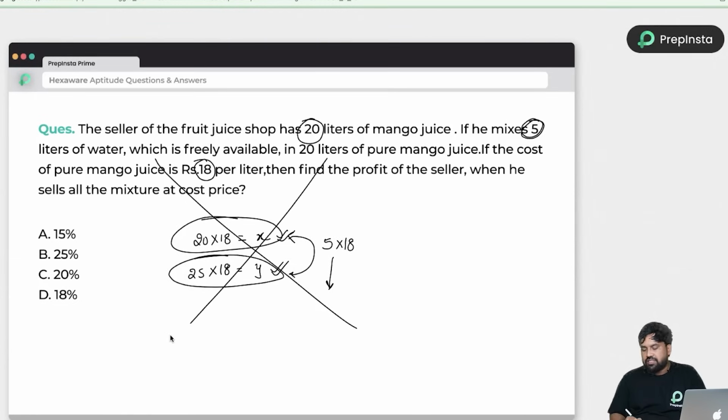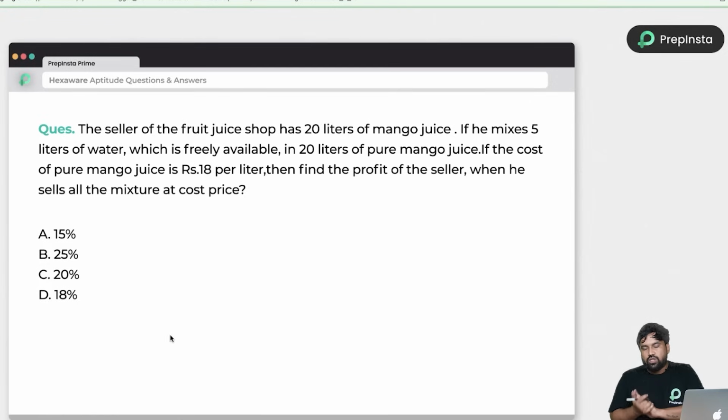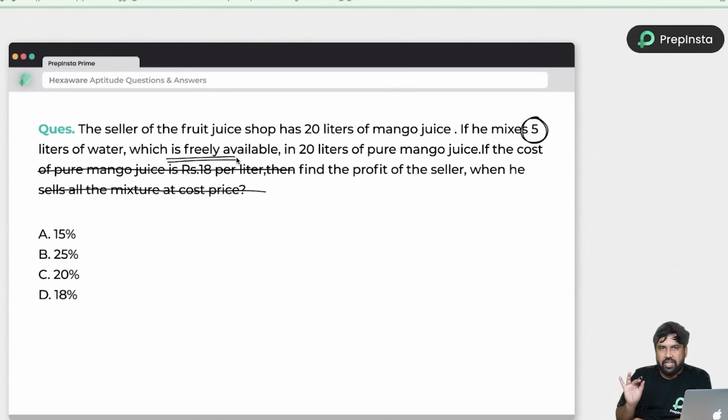Again, I won't encourage these types of solutions to students. Why? Because they're intentionally giving you these types of problems to waste students' time. If you know the real theoretical concepts, you can solve this problem without pen and paper just by looking at it. See, for example, here there is no requirement of the amount. This 5 liters of water is free, but you are selling it at the same price. So this 5 liters will give you the profit.